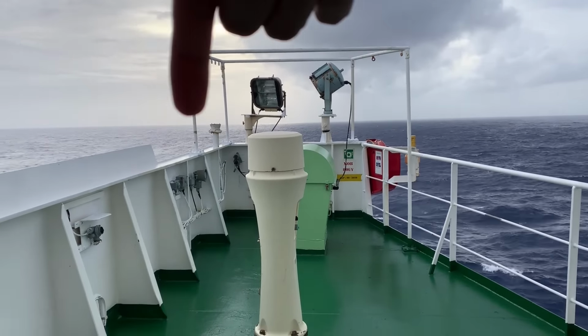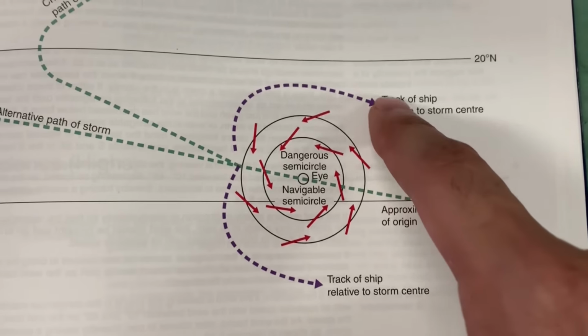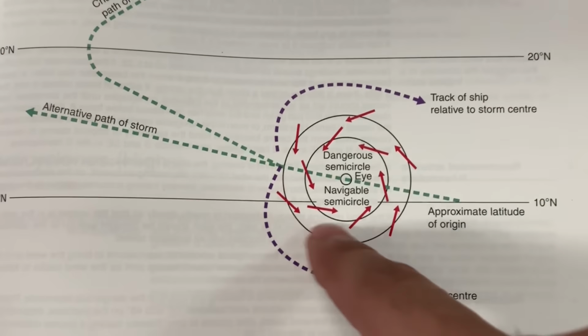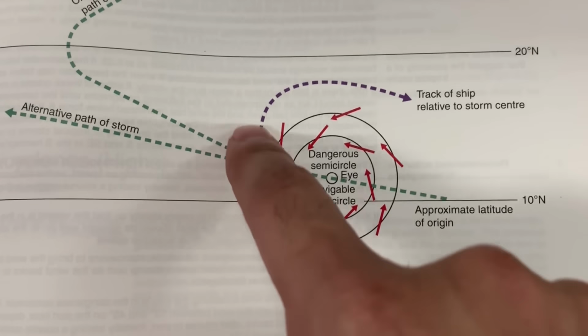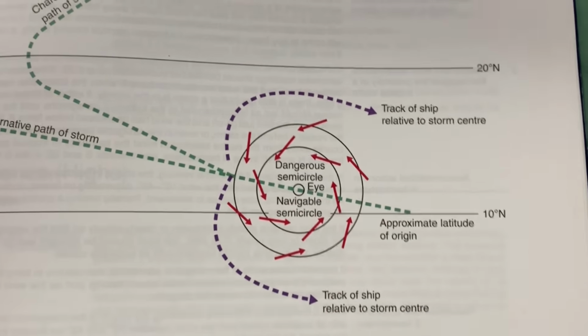B, backing. For sure people may be going back, going behind, but for us it's the wind changing direction anti-clockwise in the northern hemisphere. The wind changing direction anti-clockwise in a tropical revolving storm. That's backing.